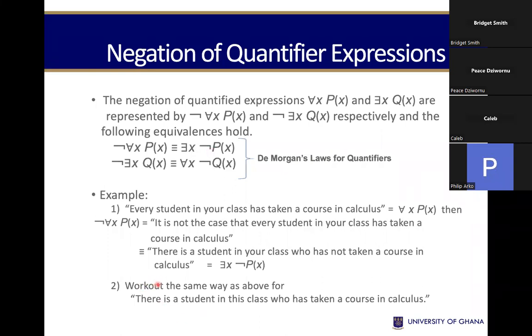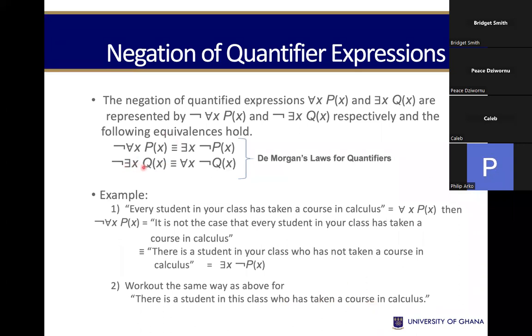Now, when I come back here, I should be able to work out the same thing for this example. How? There is a student in this class who has taken a course in calculus. I want to negate that. If I negate that, it is going to be: it is not the case that there is a student in this class who has taken a course in calculus. That's the meaning of this.